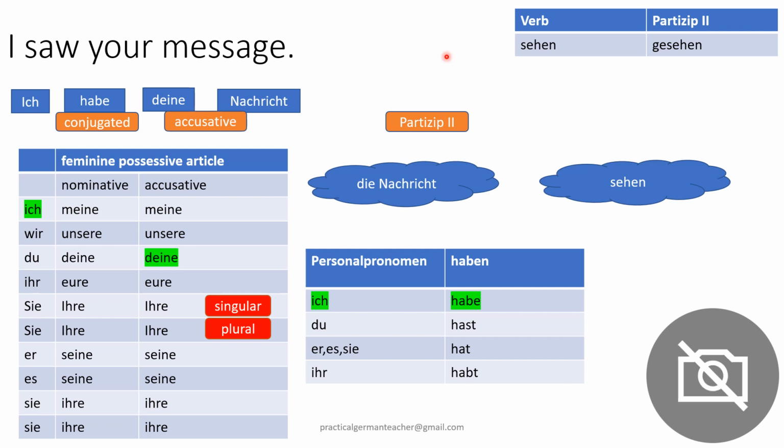Yes, then you have to end the sentence also. So, and that is, you use the partizip zwei of sehen, that is gesehen. So, ich habe deine Nachricht gesehen.